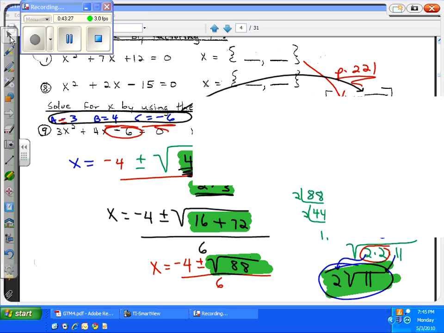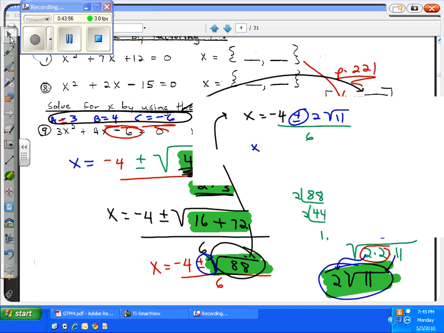So we're going to go from here to x is equal to negative 4. Now, we just dealt with that square root, and so now is where the plus or minus comes in. And so we're going to have negative 4 plus or minus 2 square root 11 over 6. So it's time to mess with the plus minus. So we have x is equal to negative 4 plus 2 square root 11 over 6, or x is equal to negative 4 minus.